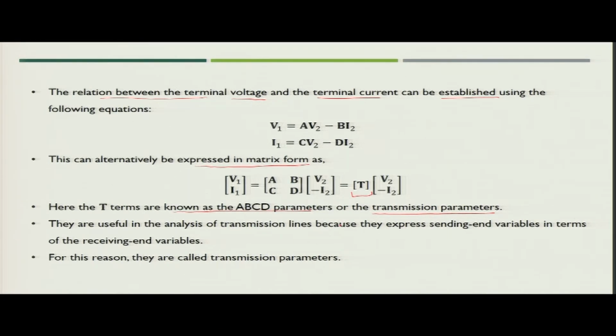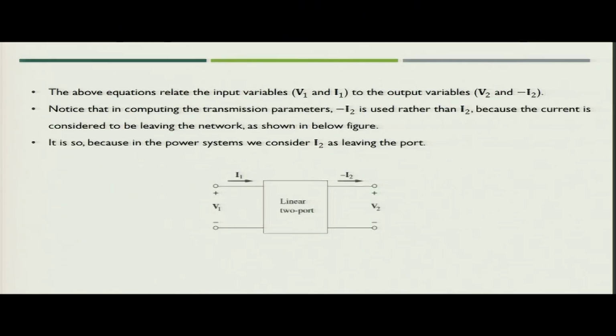This is very important in the analysis of transmission lines, because we are expressing the sending end voltage and current in terms of the receiving end voltage and current. Because of this particular property we call them transmission parameters. The equations we discussed relate the input variables V1, I1 to the output variables V2 and minus I2.